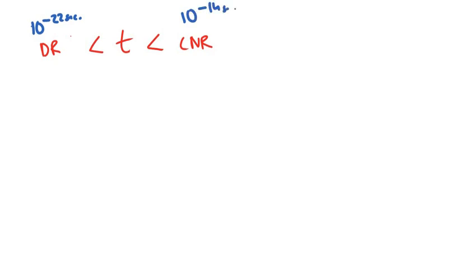So what about the time scale? You see, the time scale of the compound nuclear reaction is greater than your direct reaction time scale. That is, it is greater than 10 to the power minus 22 seconds and lesser than 10 to the power minus 14 seconds.